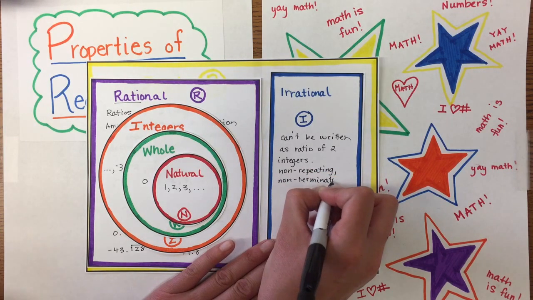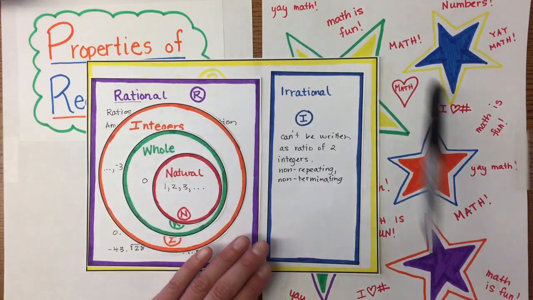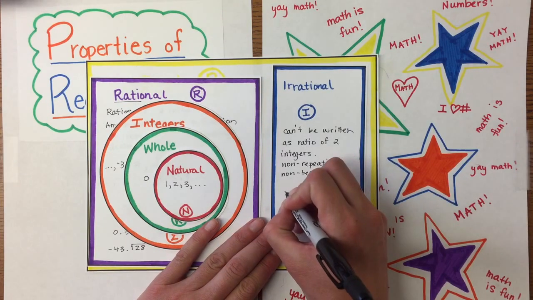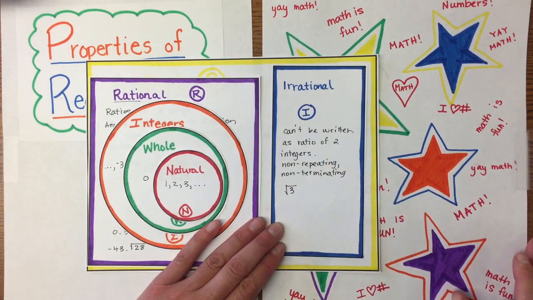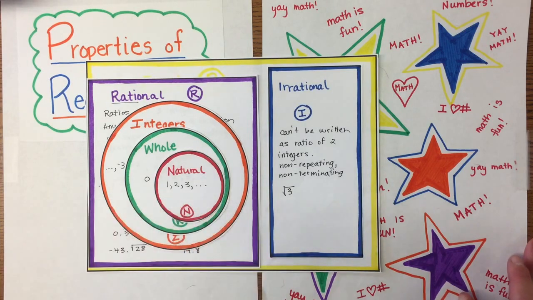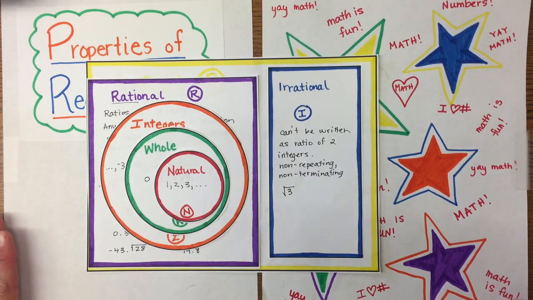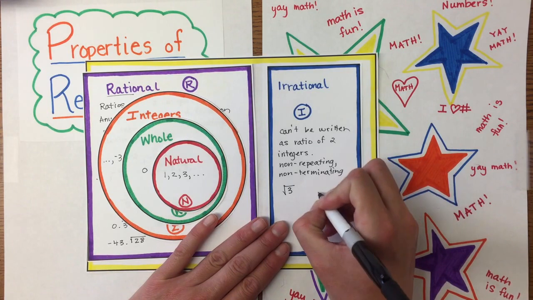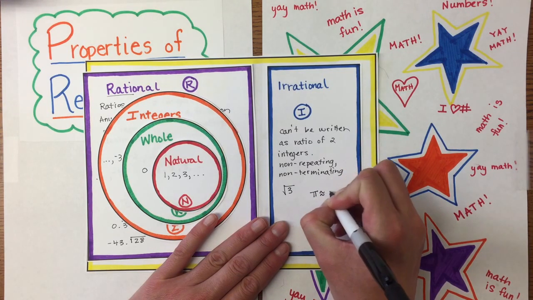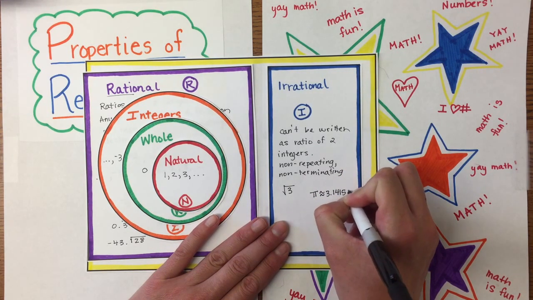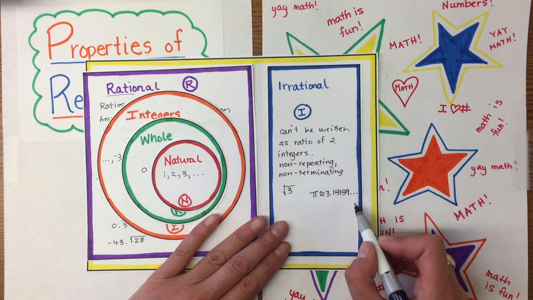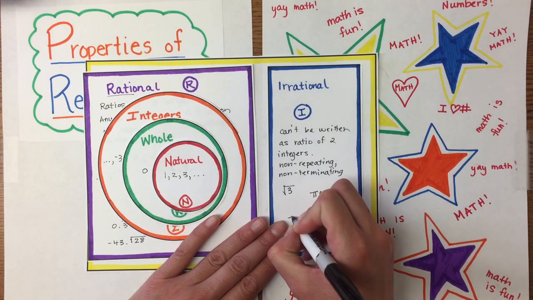Some examples of non-repeating, non-terminating decimals, or irrational numbers: we can look at the square root of 3. 3 is not a perfect square, so there is no rational number that when I multiply it by itself, I get 3. So the square root of 3 is irrational. Pi. Pi is approximately 3.14159, but that decimal continues. So you'll often see this ellipsis after a number, and that means the decimal continues.